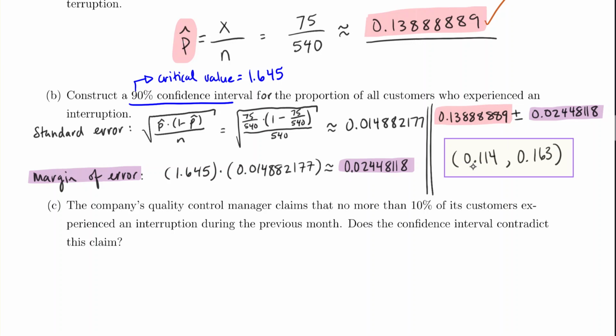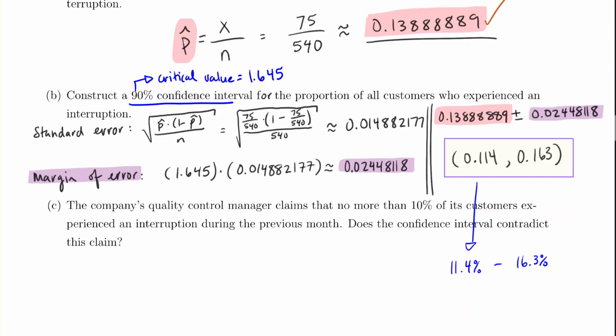Now remember, this range represents our proportion, so the part of the whole, so 0.114, 0.163. If we were to rewrite that in context, this 0.114, when you move the decimal place twice, turns it into a percentage. That's saying 11.4% to 16.3% of the high-speed internet users would experience an interruption in service. So our confidence interval is saying we expect between 11.4 and 16.3% of customers to experience an interruption.